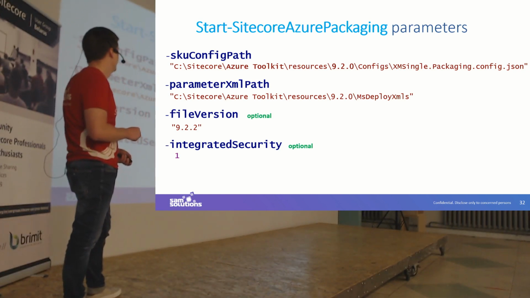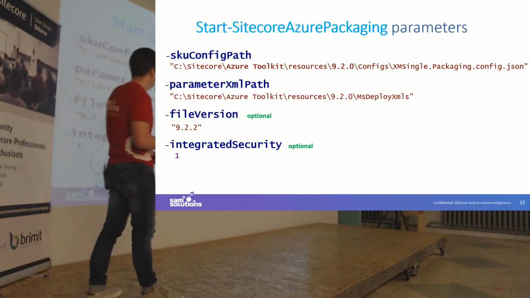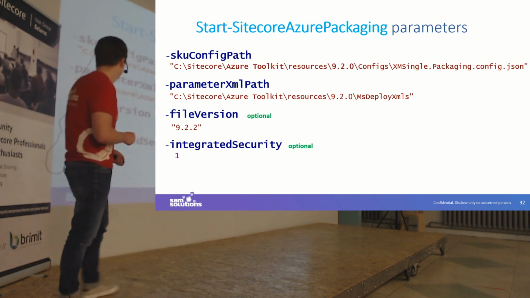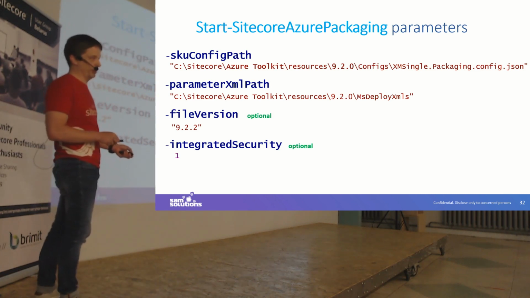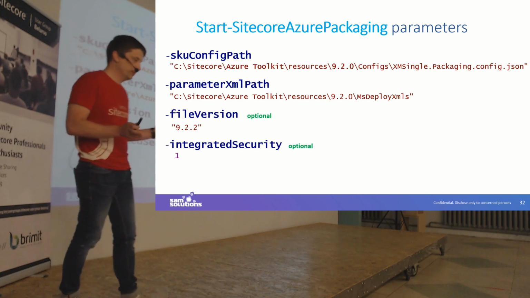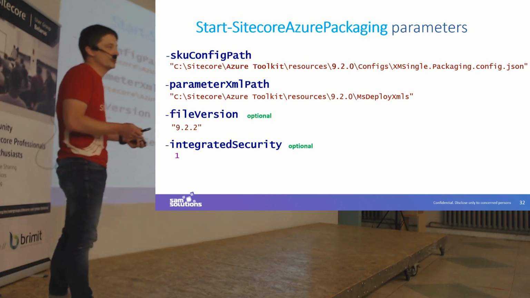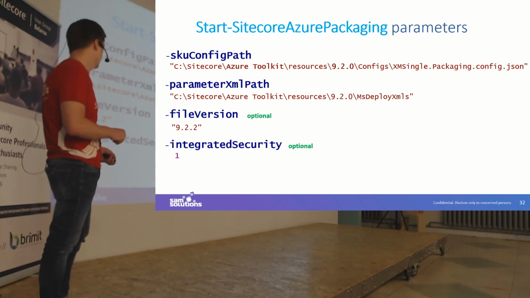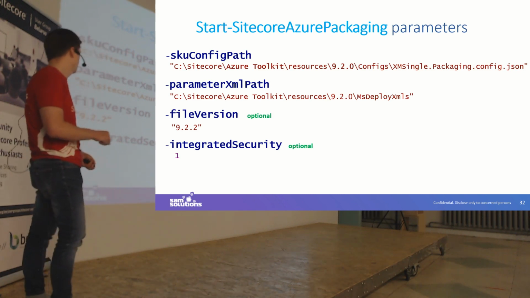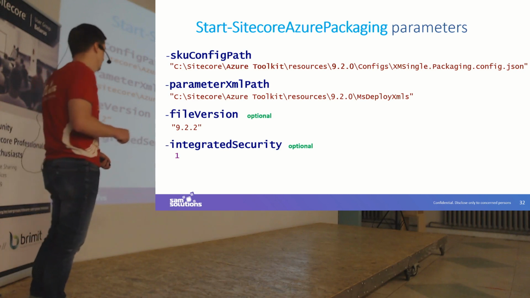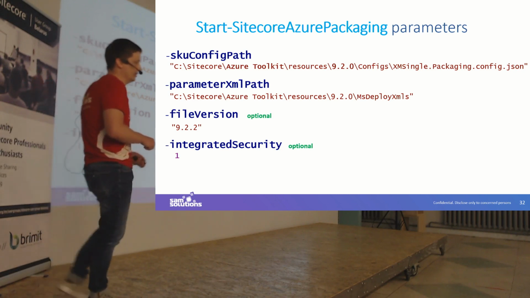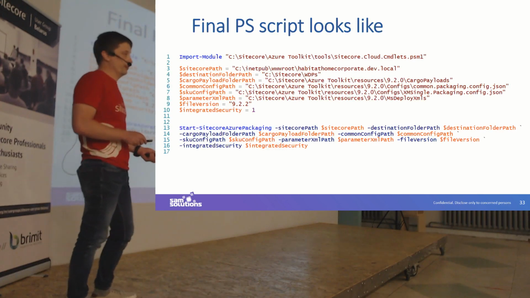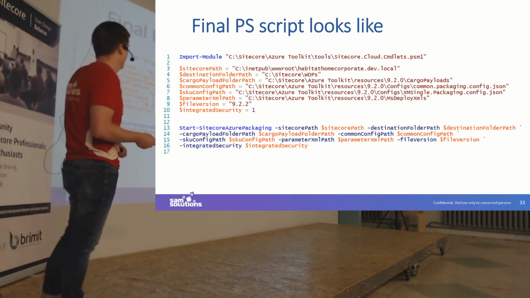One more path we also need to add for XM, and two optional parameters. File version, which we do not need to use, but if you would like, you're welcome. And integrated security, also optional, but later we will return to this parameter, because this parameter killed me. So, okay, and the final PowerShell script looks like this.